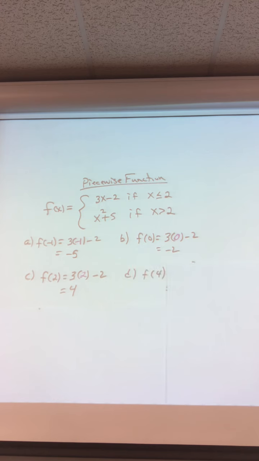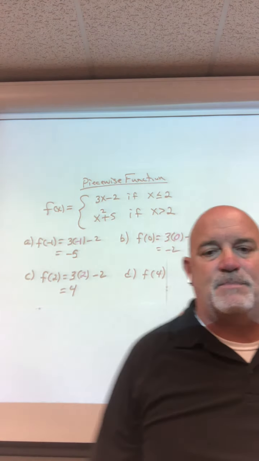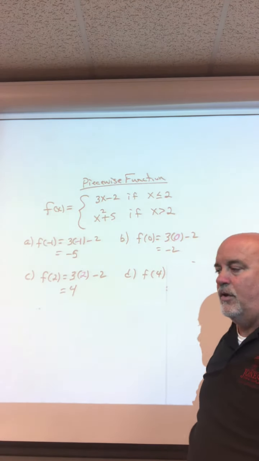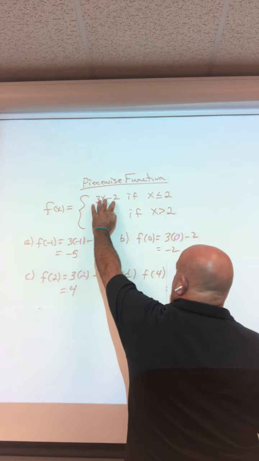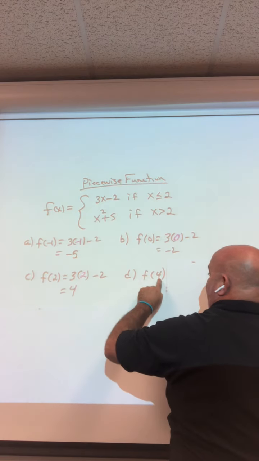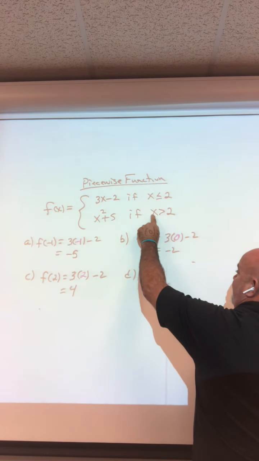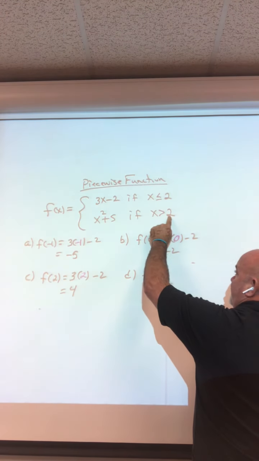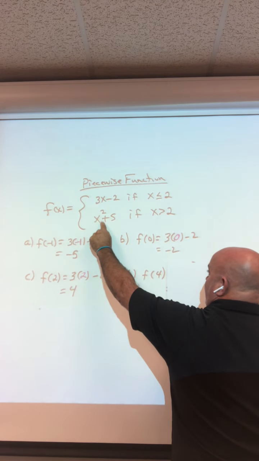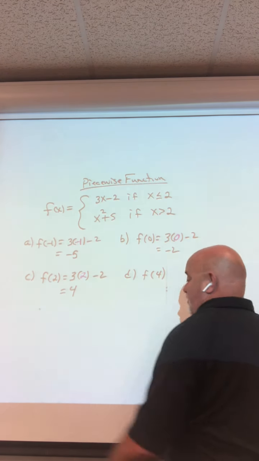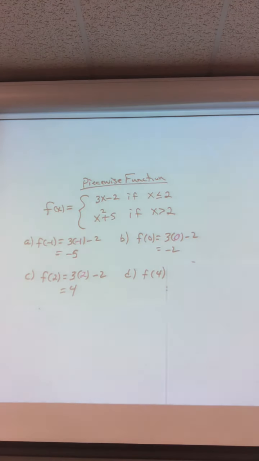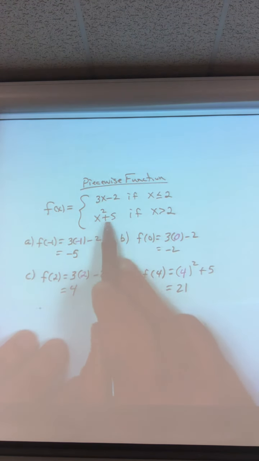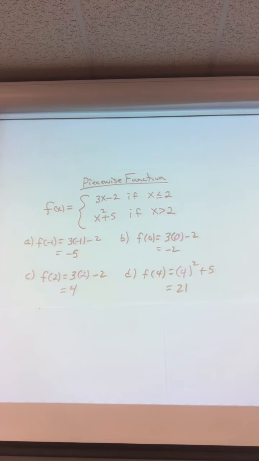Okay, one more example. Let's do f of 4. So we're going to let x be 4 and work it out. Well, you're going to let x be 4 in the top piece or the bottom piece? Well, if you let x be 4, is 4 bigger than 2? Yes. So now you're putting 4 into the bottom piece. So when you do, you plug it right here in x's place, 4 squared plus 5, which is 21.